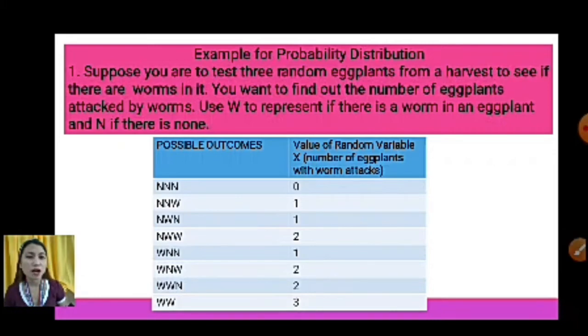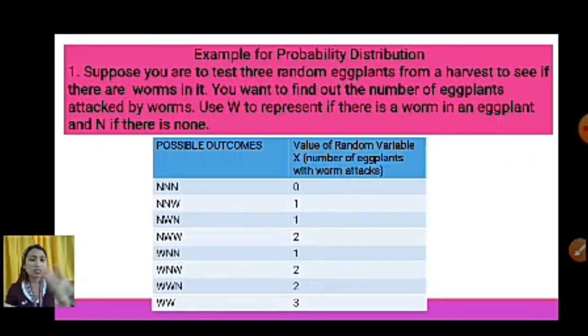Next possible outcome, we have NNW, no worm, no worm, then worm. Then the third one is NWN. Number 4, NWW. Number 5, WNN. Number 6, WNW. Number 7, WWN. And number 8 is WWW. Three W's, I'm so sorry. I don't know why the last W vanished, but that is WWW.